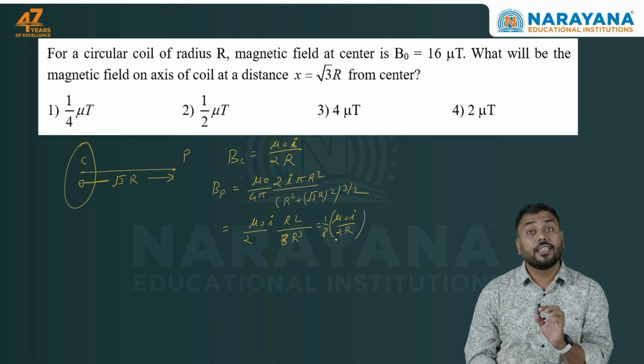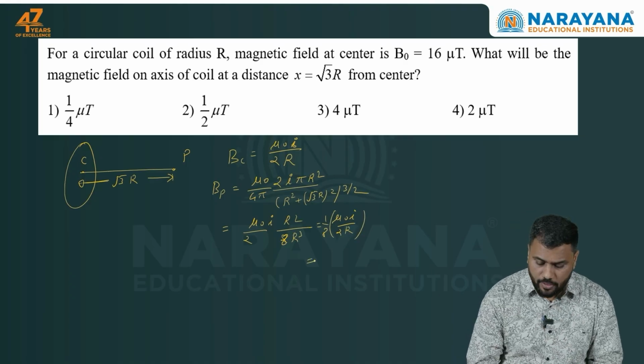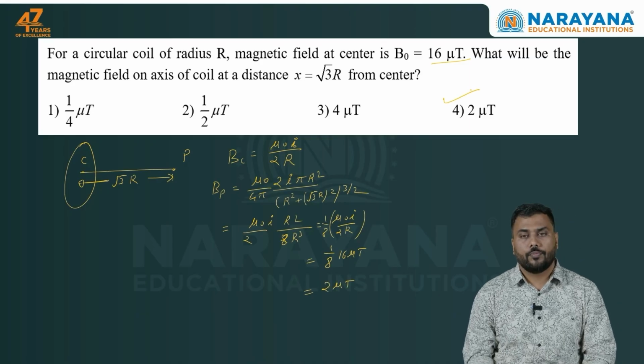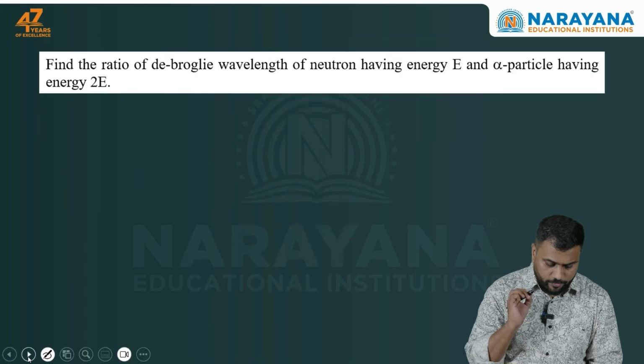μ0I by 2r is the magnetic field at the center of the coil, which is given in the question as 16 microtesla. So 1/8 of 16 microtesla. So this is going to be 2 microtesla, and the best possible answer is the fourth option. Let's go to the next question.